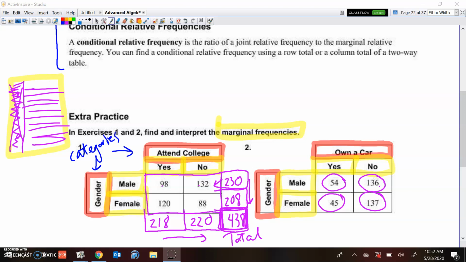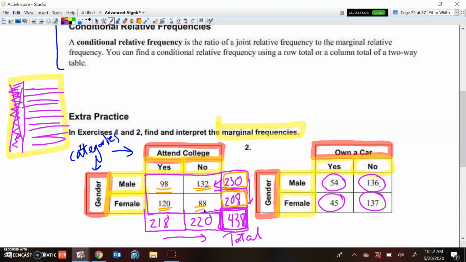So what marginal frequencies tell us, because the directions said find and interpret them, is the marginal frequencies help us understand, well, if I look across 230, that means there were 230 men that were interviewed total. And then I can say, well, of that 230, 98 attend college, 132 don't. If I look at the female total count, there were 208 total females surveyed. Of those, 120 attend college, 88 don't.